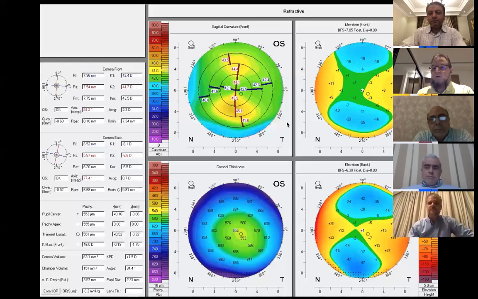Yeah, very good point, Dr. Yasser. Especially that we see this mark in the inferior part of the sagittal map, which may go with a tear meniscus, a high tear meniscus. Okay, great.